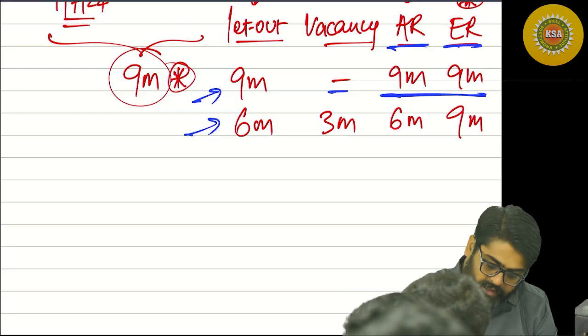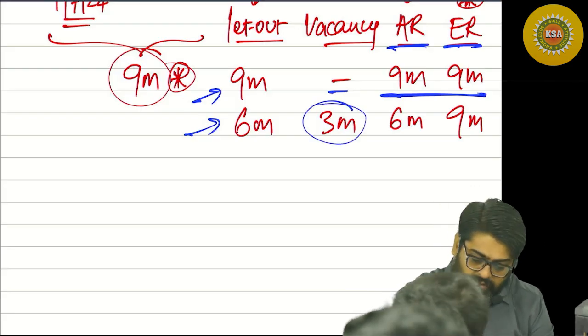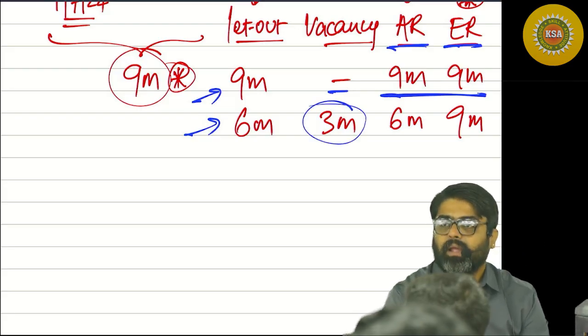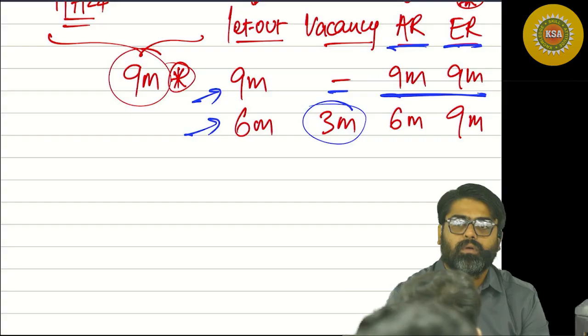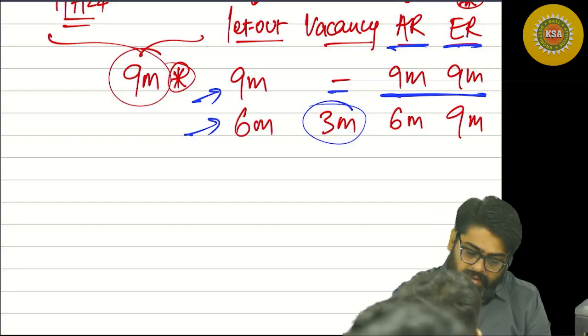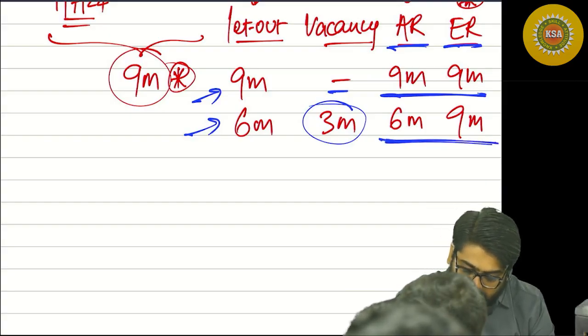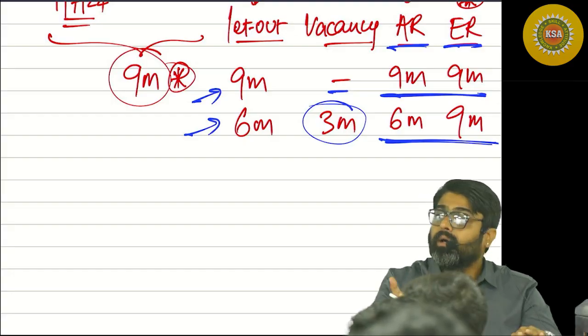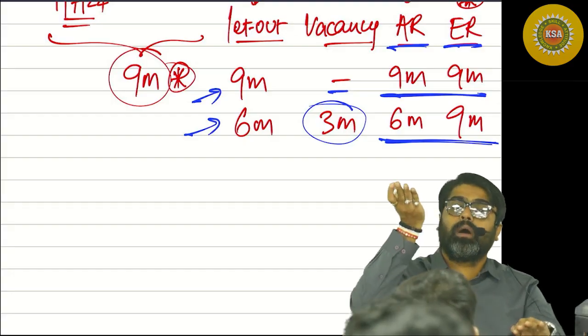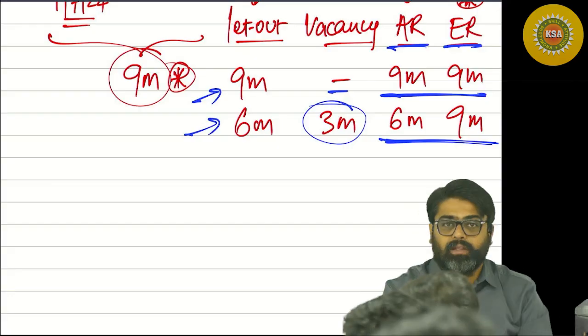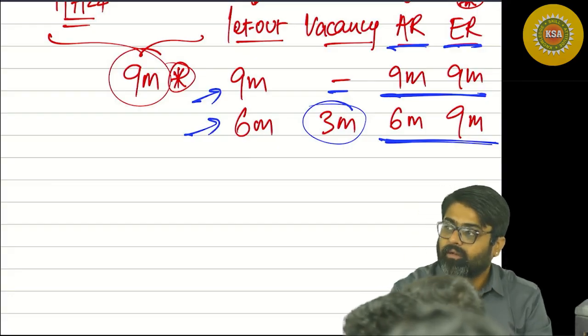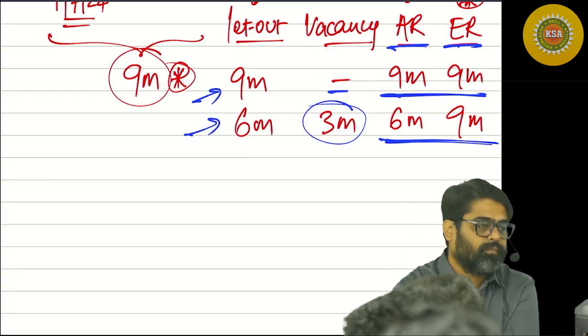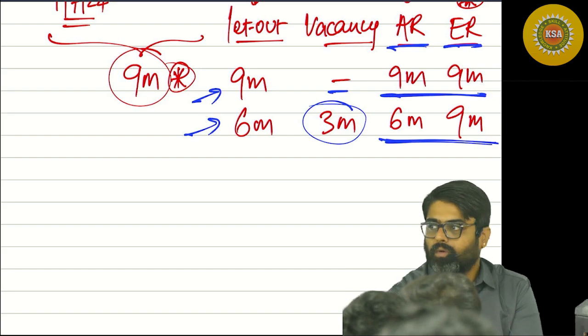Now in the second case, can I say there is a vacancy of 3 months? If there is a vacancy, that means actual rent and expected rent are not for the same period. Actual rent is for a lesser period, expected rent is for a higher period. Yes or no? In this case, can you do whichever is higher? What will you do? No. Don't do it directly.